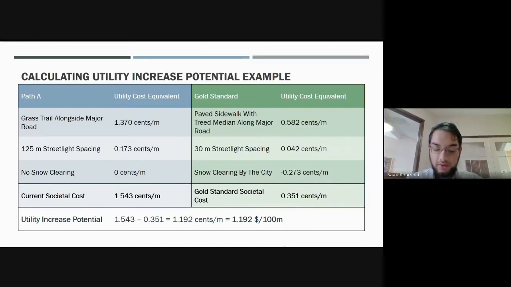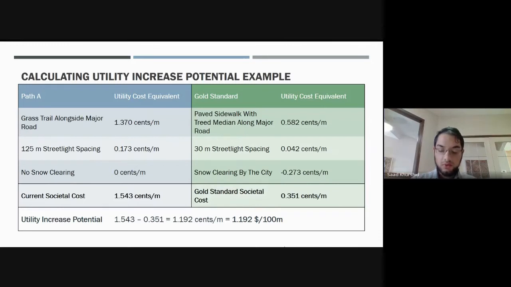Just to clarify the concept of utility increase potential, we'll go through an example. If I have a grass trail along a major road with streetlights at 125 meter spacing, which is normal along major roads around the city, with no snow clearing, the societal cost of traveling that path is 1.543 cents per meter, or $1.543 per 100 meters per trip.